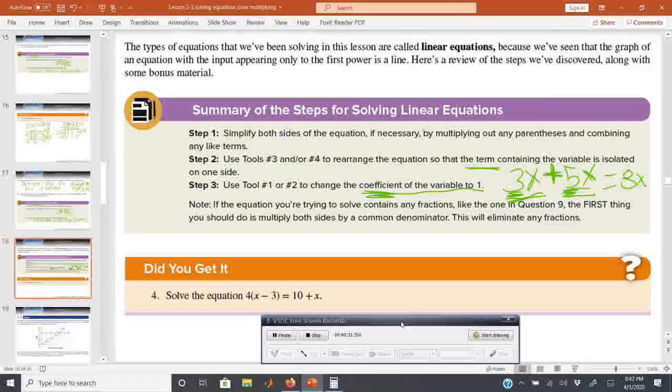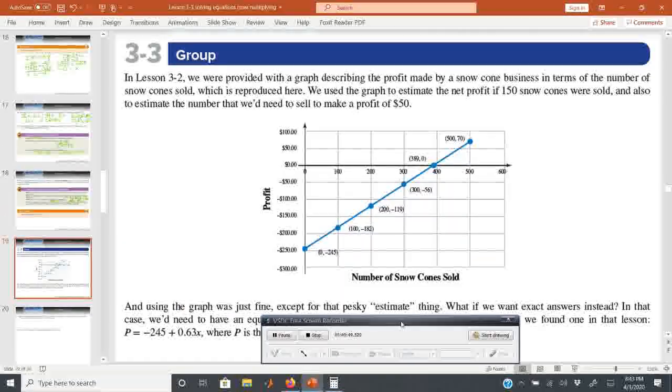And I make a quick note about fractions. Multiply by a common denominator. That gets rid of any fractions. I've seen people try to solve equations with fractions. You can do it. Get rid of the denominator. You don't have to worry about fractions. Okay. So do the Did You Get It number 4. See if you can get the right answer. If not, send me an email.